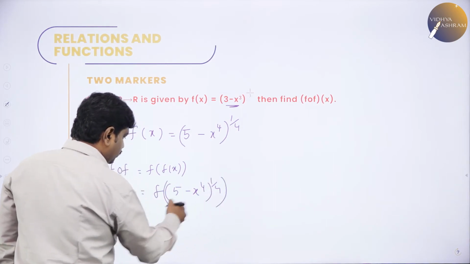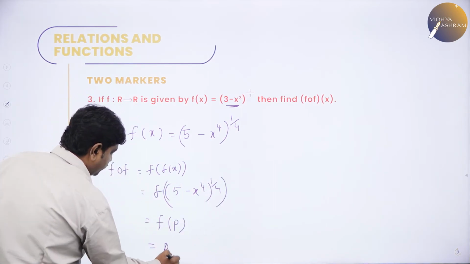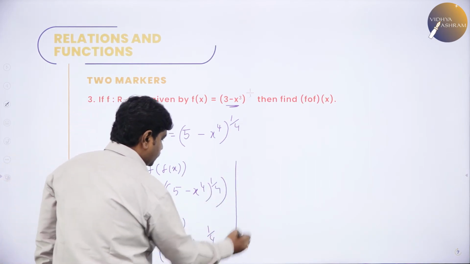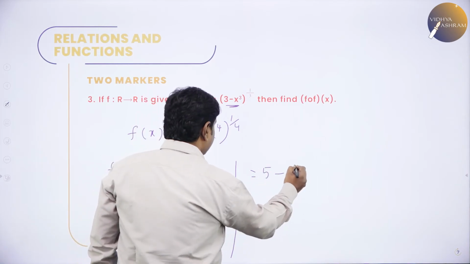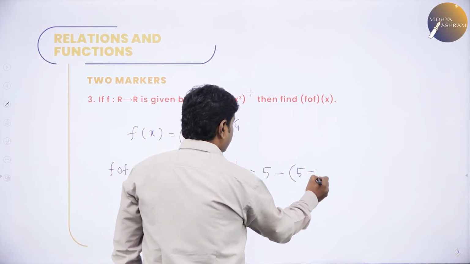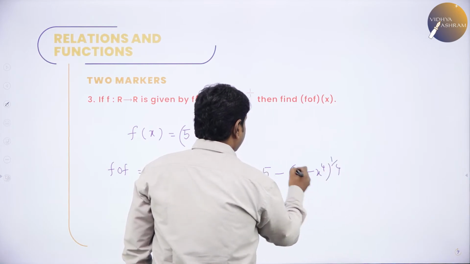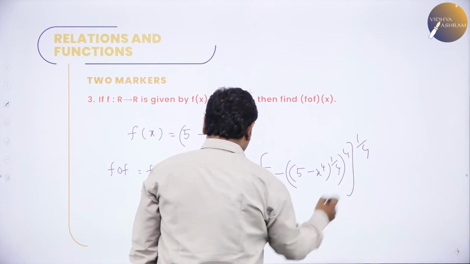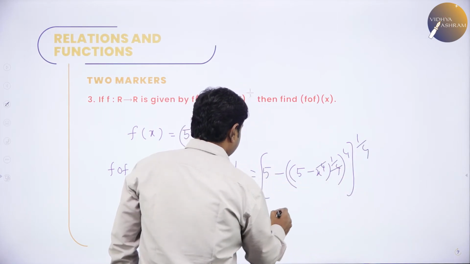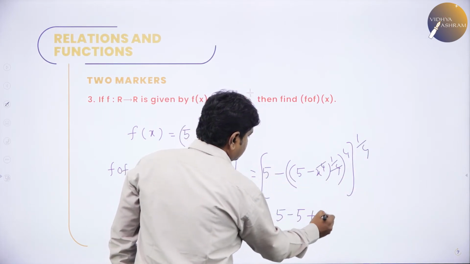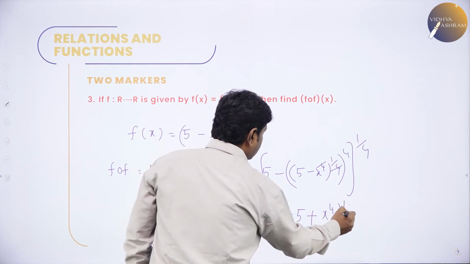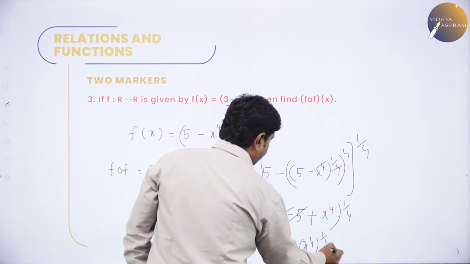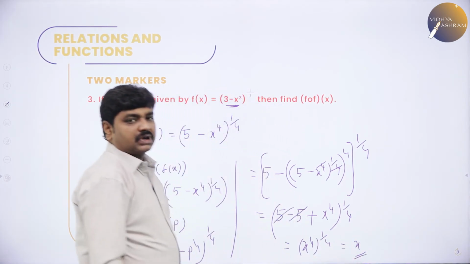Again, further take this as p. I told you, assume this as (5 minus p^4) to the power 1 by 4. If I resubstitute the value of p, p is (5 minus x^4) to the power 1 by 4. Again we have power 4 whole power 1 by 4. Simplify this. Now 4 and 4 cancel, 5 minus 5 cancels, so we will be left with (x^4) to the power 1 by 4, which is the same as x. That is it. I hope all of you got this.